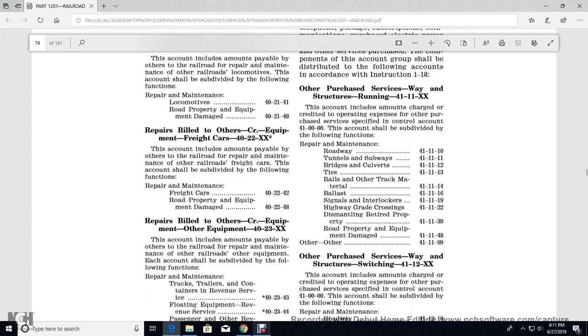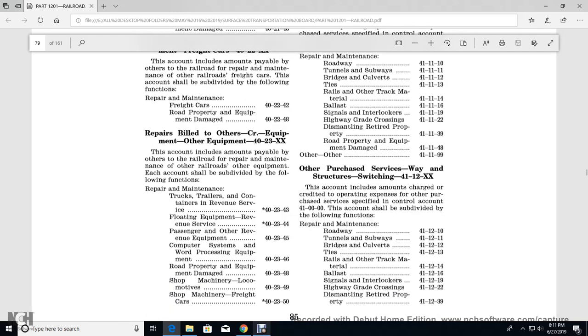The account should include the amounts payable to the railroad repair maintenance for the other railroad freight car. The account shall be subdivided the following functions: repair maintenance for the freight car, the repair railroad property equipment, the damage, repair billed to other than equipment, the other equipment to 4023 XX.